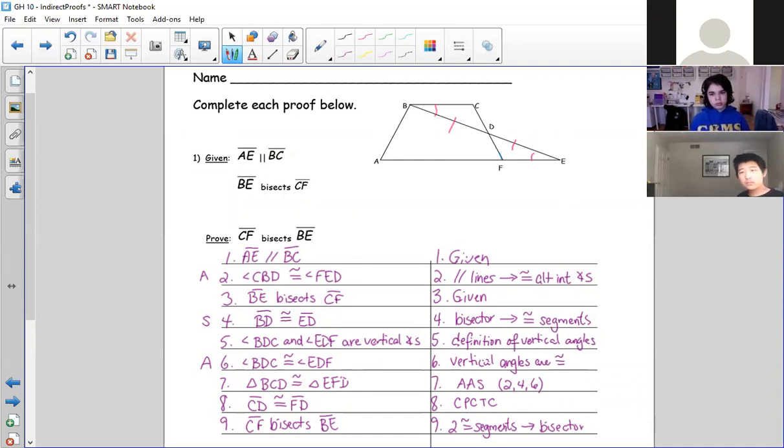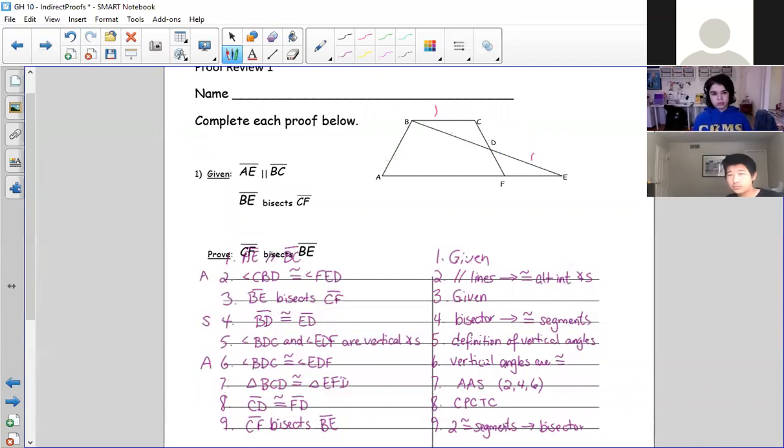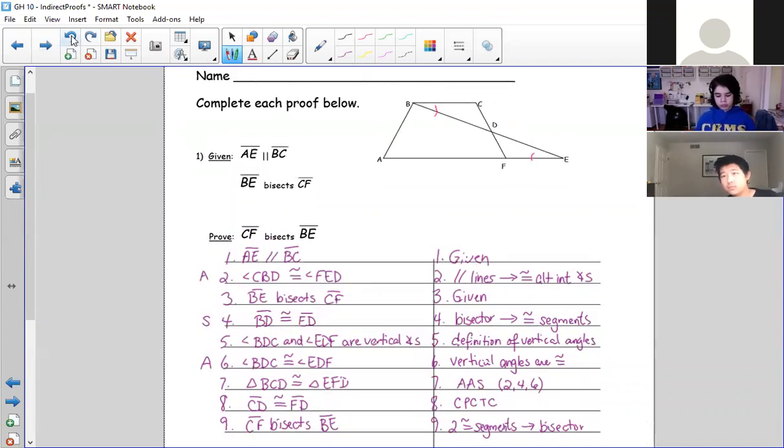Oh, you're right. I'm wrong. Thank you, you're totally right. BE bisects CF. BE is the bisector, or CF is being bisected. So do I have that wrong then? I think I have it wrong then. It's CD. Yeah, C, D, and F, D.